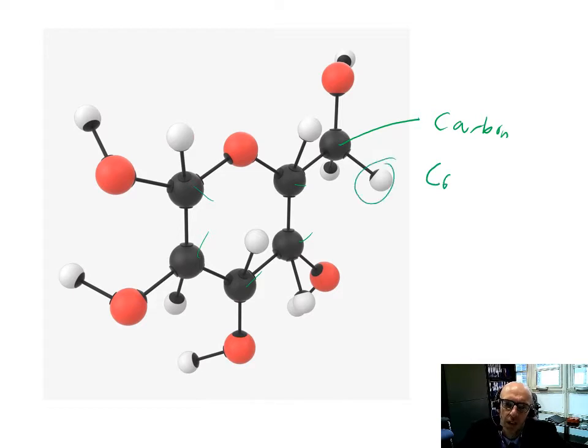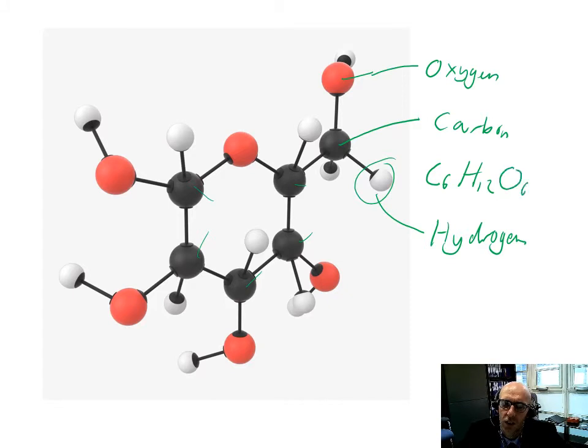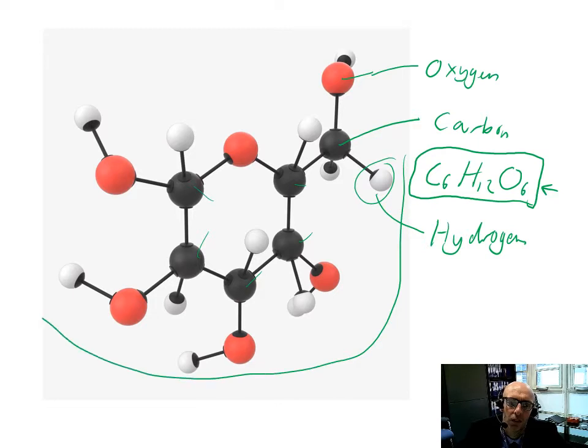And these little white atoms here are called hydrogen. So what I can do is say, counting on, there are 12 hydrogens. And here I have 6 of these red ones. These red ones symbolise oxygen. So what I've got is C6H12O6. So that's a chemical formula for this whole molecule.